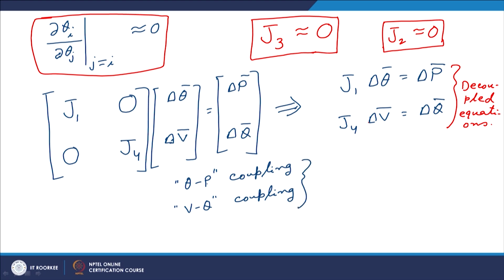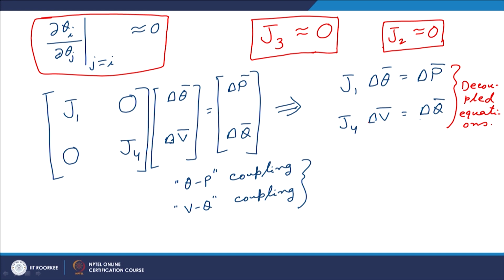That is, theta is only dependent on P and V is only dependent on Q. So, we call it P-theta coupling and Q-V coupling, that is exactly where it is. Variation of theta is only dependent on variation of P and variation of V is only dependent on variation of Q. So, that is why it is called decoupled equation.